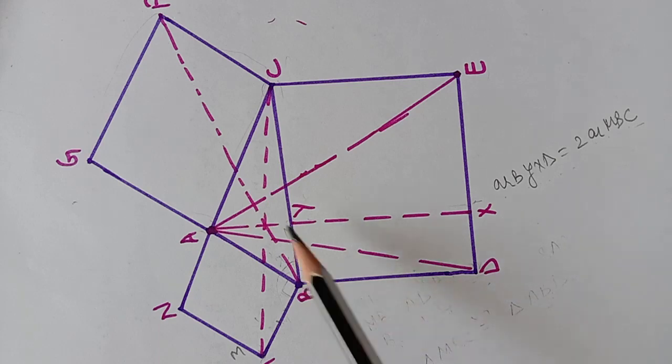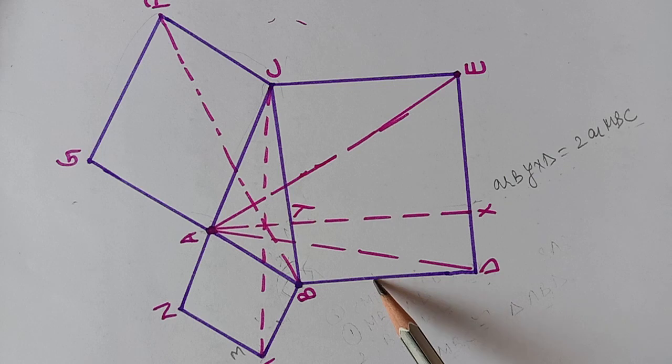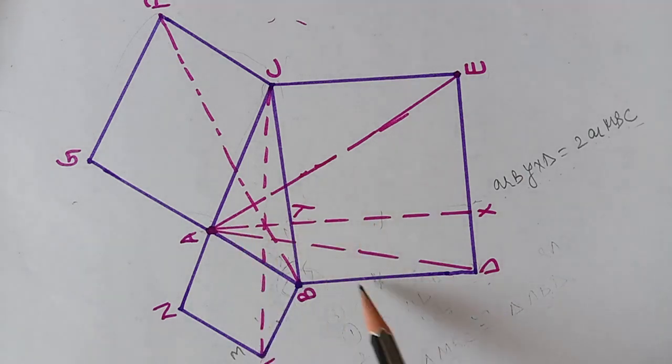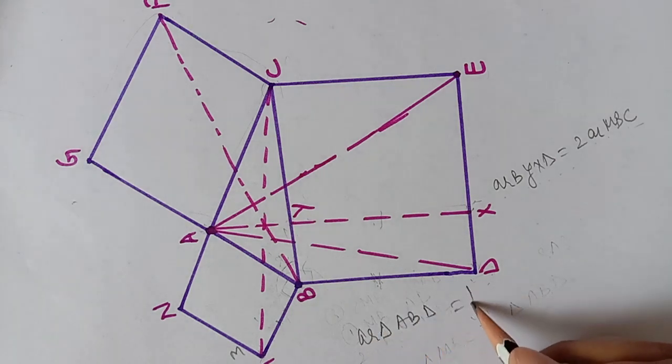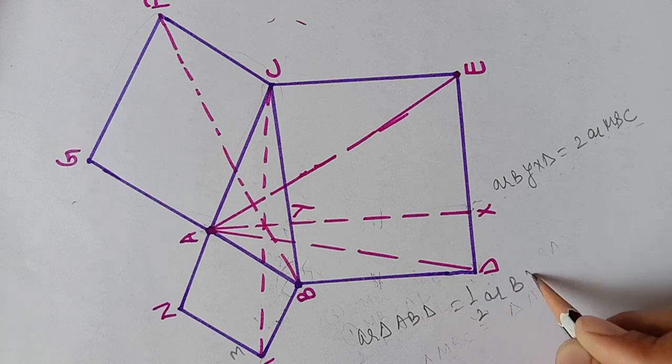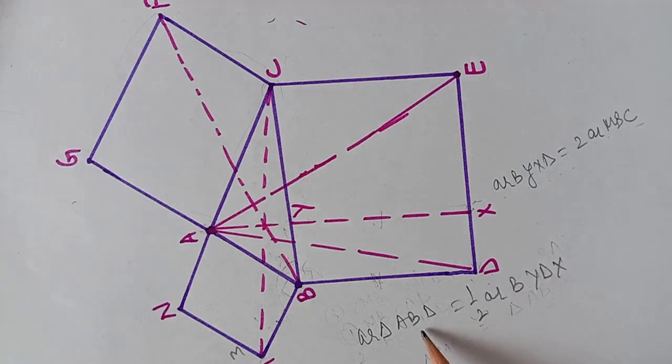So in this triangle and this parallelogram, we have a common base BD, and they lie between two parallel lines, BD parallel YX. So definitely if BD is parallel to YX, then BD is parallel to AX. So in triangle ABD and parallelogram BYXD, they have a common base BD, and they lie between two parallels, which is BD parallel AX. So area of triangle ABD is equal to half of area of parallelogram BYDX. So this is our equation.